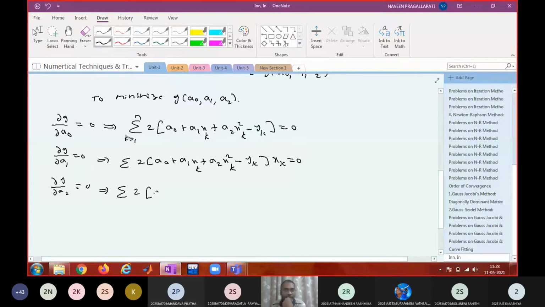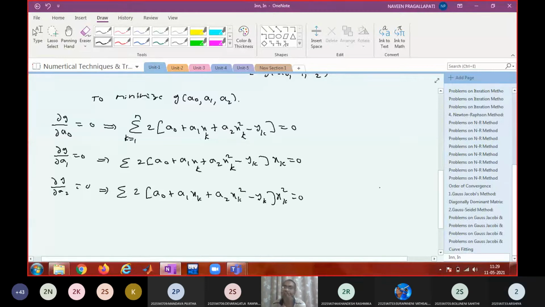What is the last derivative? 2 times a0 plus a1xk plus a2xk square minus yk. I have to differentiate with respect to a2. So when I differentiate with respect to a2, you will get xk square, multiplied with xk square, equal to 0.